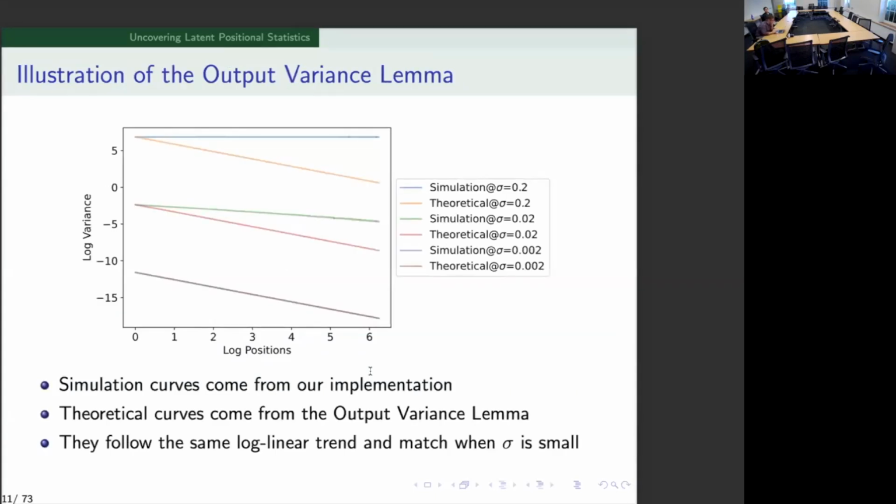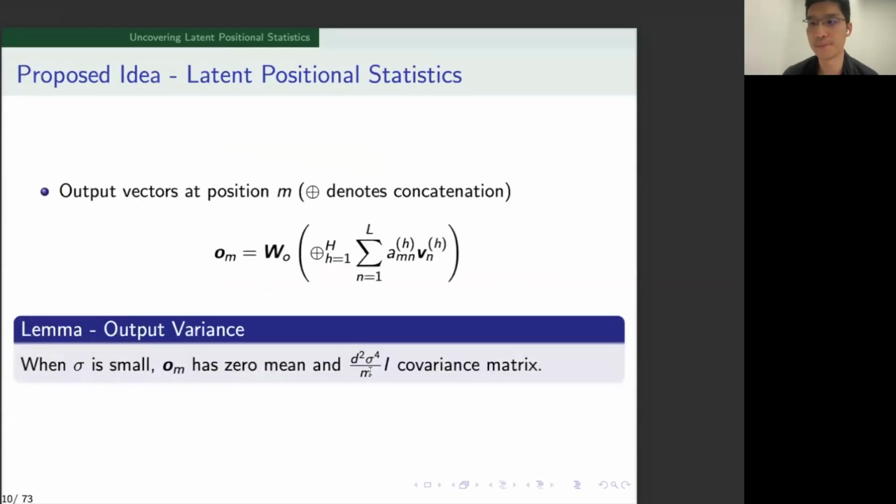Question. So yeah, please go ahead. Can you provide more intuition why that m appears in the denominator?